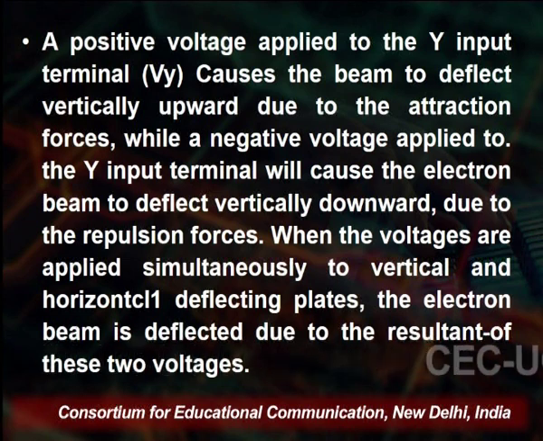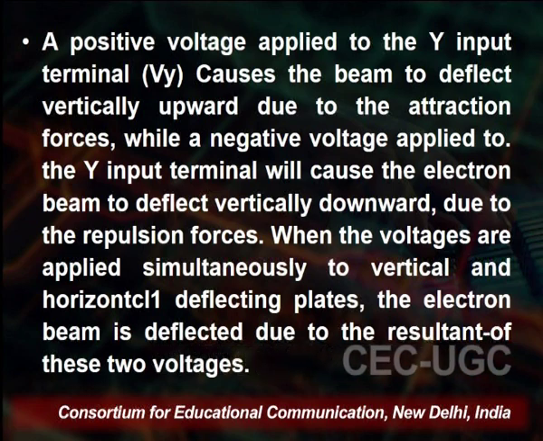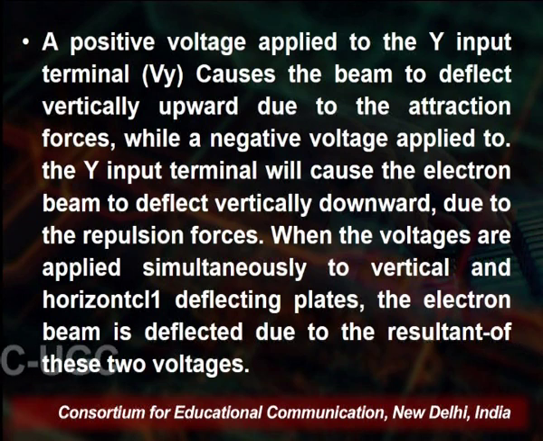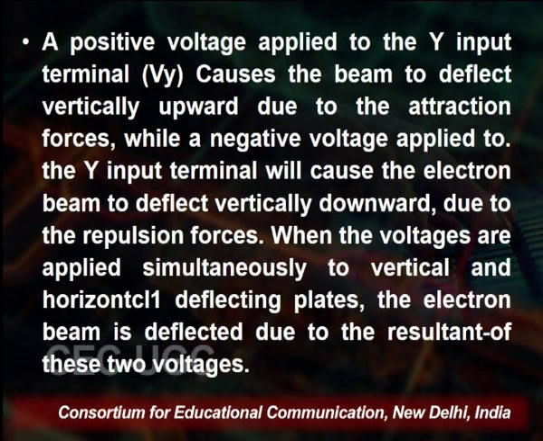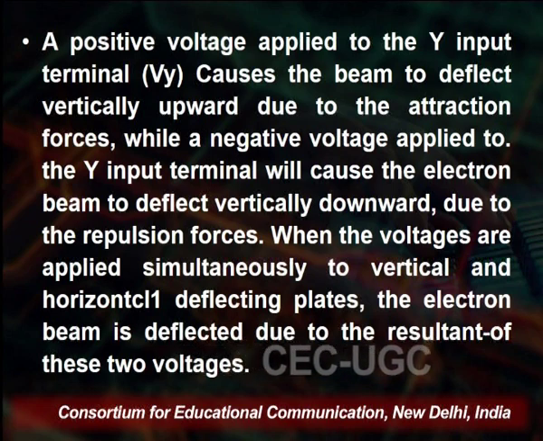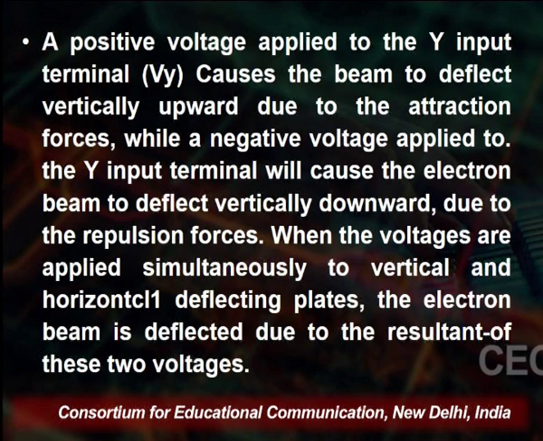A positive voltage applied to the Y axis terminal, that is Vy, causes the beam to deflect vertically upward due to the attraction forces, while a negative voltage applied to the Y input terminal will cause the electron beam to deflect vertically downward. If we want the electron beam to deflect vertically up, it is due to the attraction forces of the voltage applied. But if a positive voltage is applied, then we get vertical downward deflection.